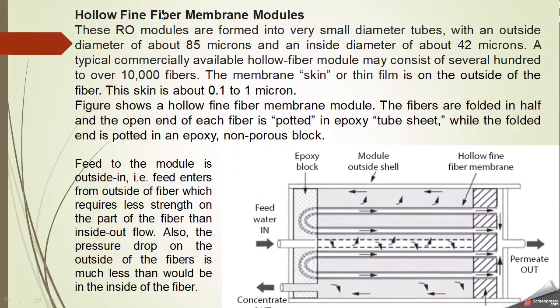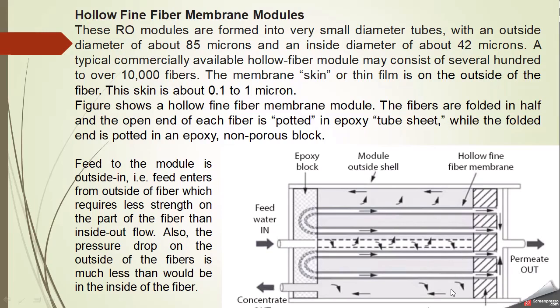Now the third type is hollow fine fiber membrane modules. These modules are formed into very small diameter tubes with an outside diameter of 85 microns and an inside diameter of about 42 microns. A typical commercially available hollow fiber module may consist of several hundreds to 10,000 fibers. For example, this is one fiber, or a bundle of fibers, which is shown as one fiber. Now you can bend it at the half and it becomes a module.